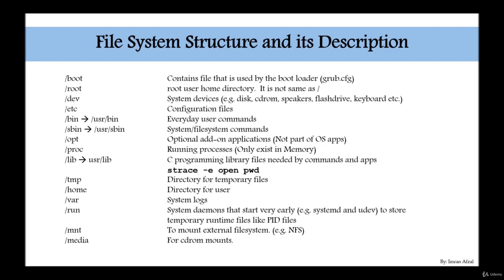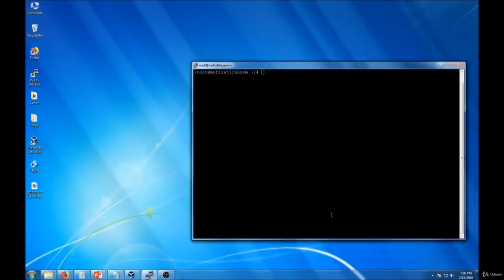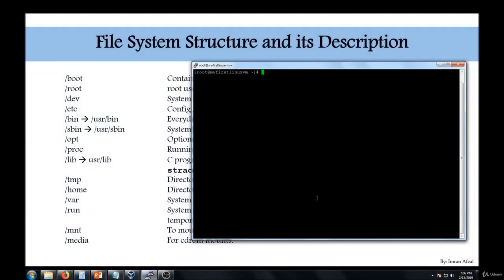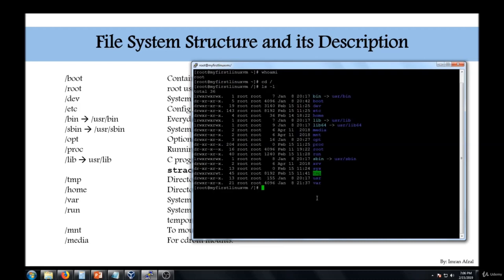So that's the list of all the directories that we have. That's the file system structure and its description. And now I'm quickly going to go into my Linux system and I'll show you exactly each one of them and how it is set up. So I am logged in as root, who am I? I'll cd into / and do ls -ltr or ls -l, and you see all these directories that I have just covered.